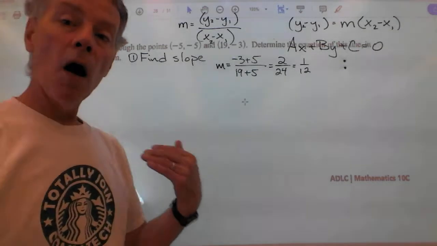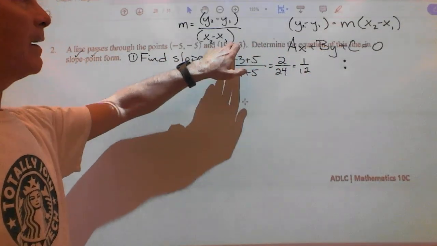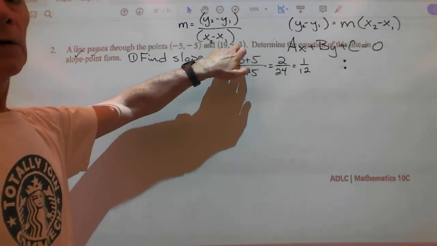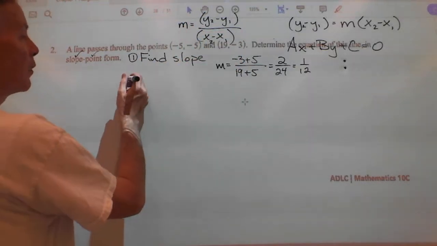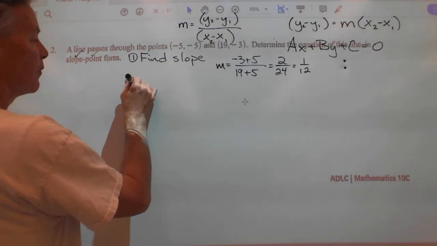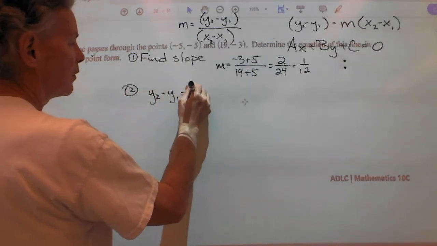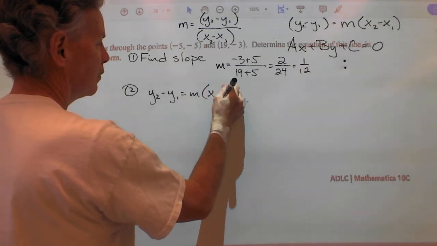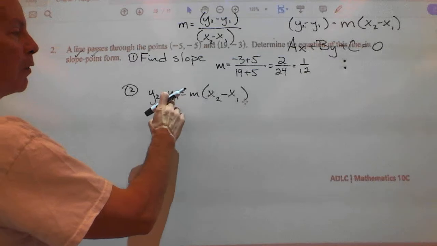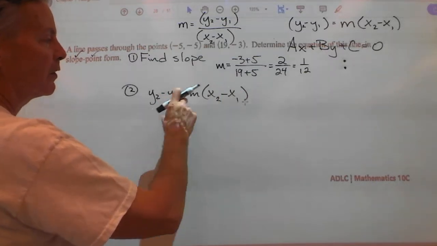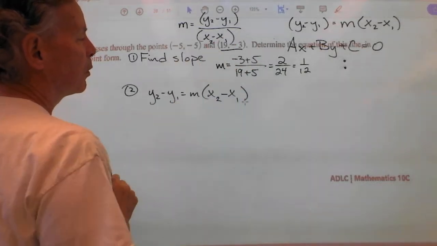Now, all we have to do is take our slope, take either one of our 2 points, and plug them into the slope point formula. Okay? So remember, our slope point formula is y minus y1 equals slope times x minus x1. We plug in our slope here. We plug in our x and y coordinates for y1 and x1. And I'm going to use this point here.